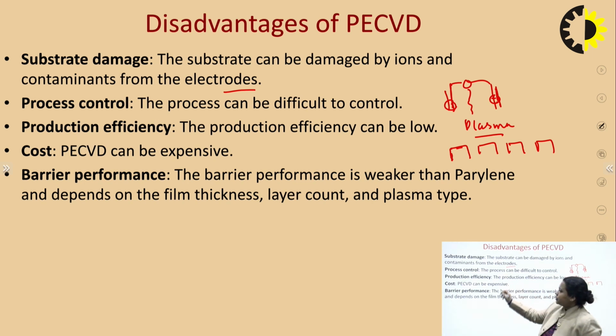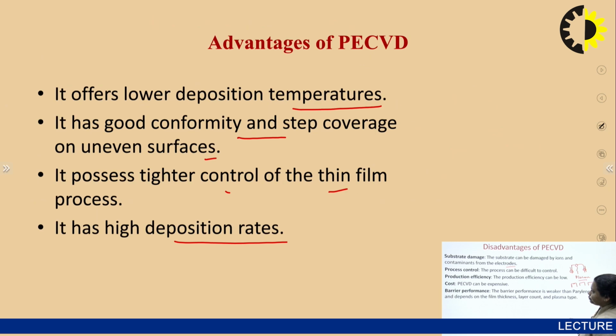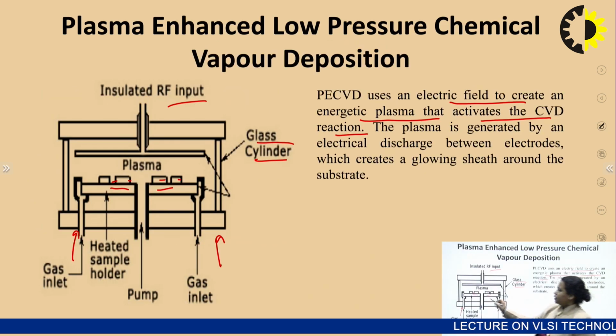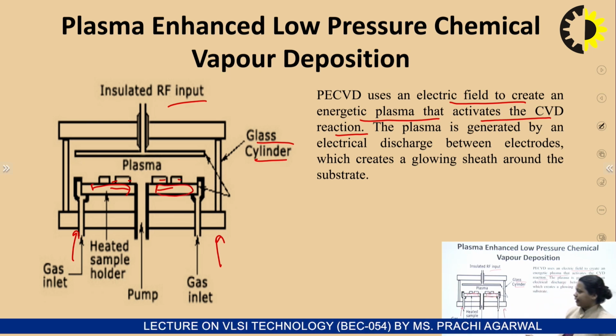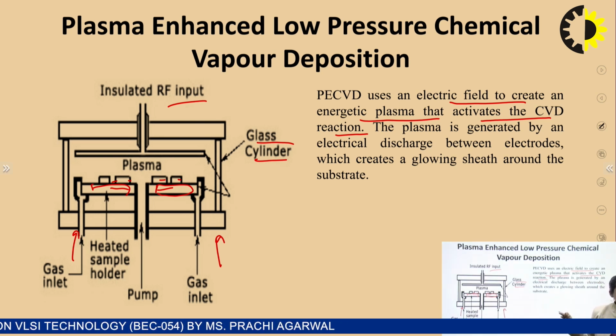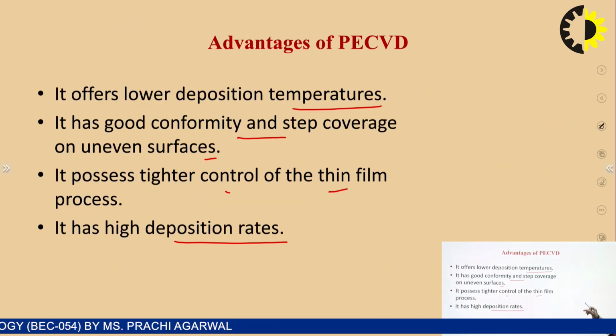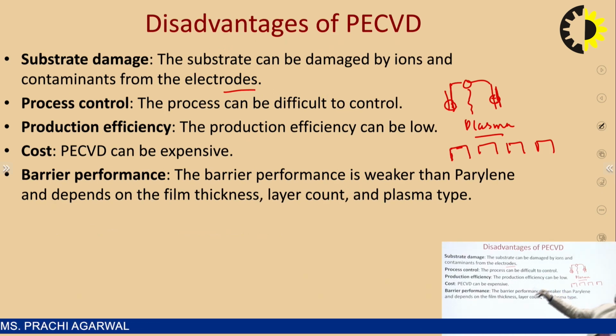So next is production efficiency. The production efficiency is also low in this because, as I have told, this is the table on which the wafers are kept. This is the holder basically. So limited space is there. So for this limited space, the production is quite low as compared to other methods.